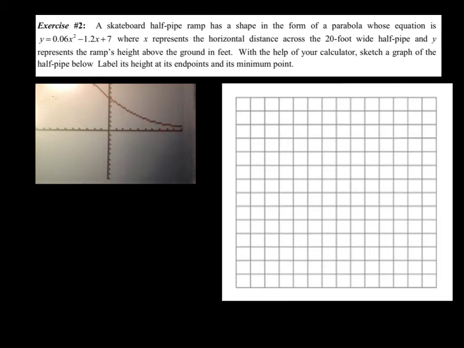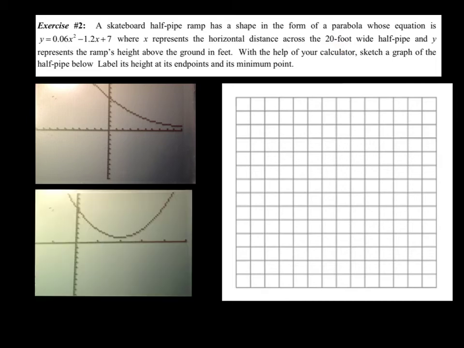So what I did is I went back and hit the window button at the top, and I changed my X max to 25. Now the width was 20, and typically I want to go a little beyond that so I can see the entire picture. Then I changed my X scale to 5 units, but that's optional. And here's the picture I came up with. It looks a lot better than the first one did.